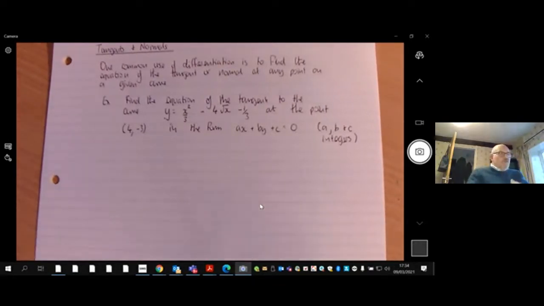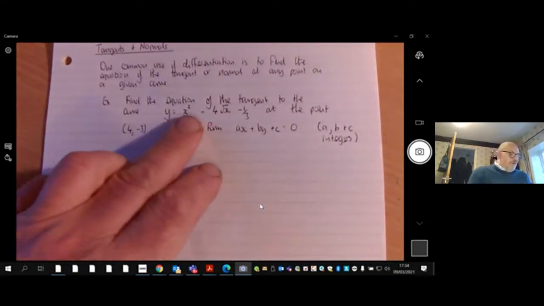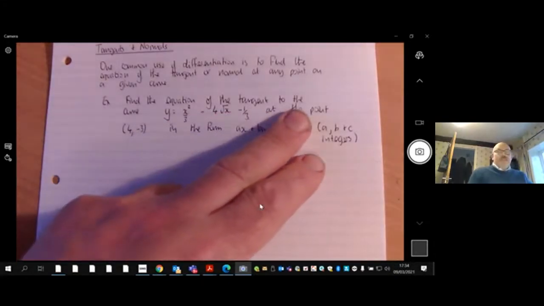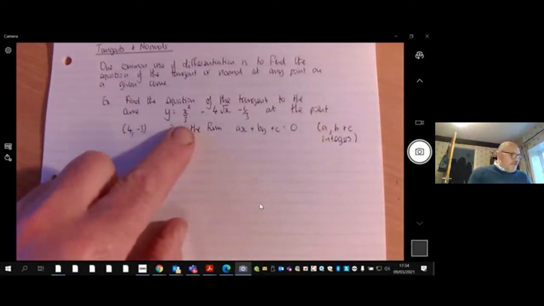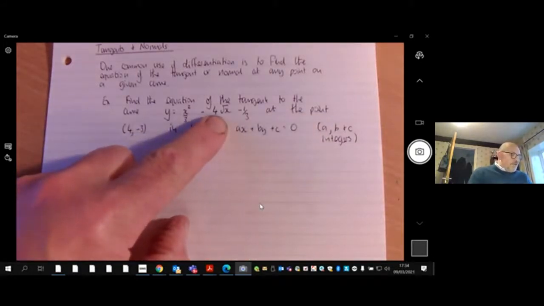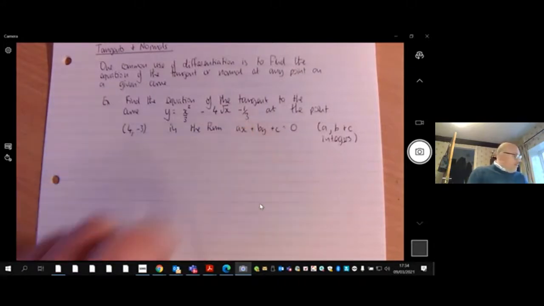Quite often we'll want to find the equation of the tangent or the normal to a given curve. So, example: find the equation of the tangent to the curve y equals x squared over 3 minus 4 root x minus 1/3 at the point (4, -3). And it tells us the form that it wants the equation in: ax plus by plus c equals 0, where a, b and c are integers. More about that at the end.